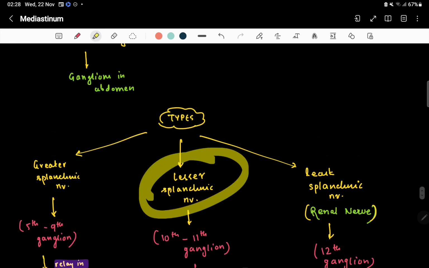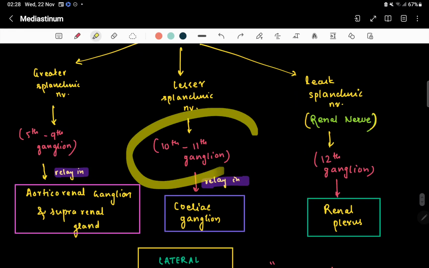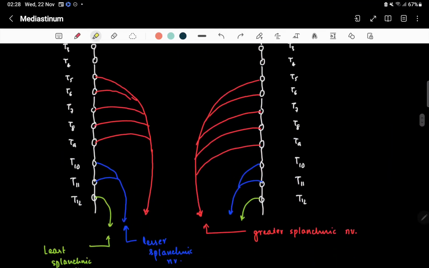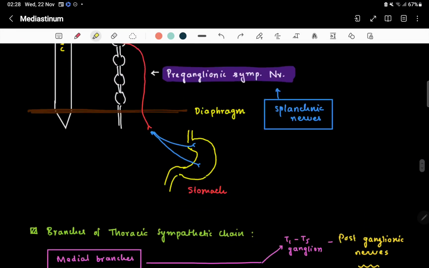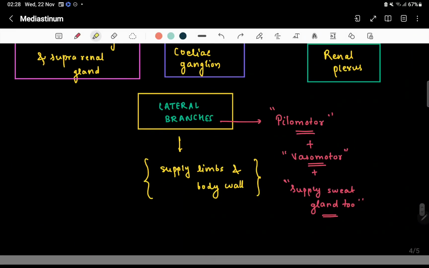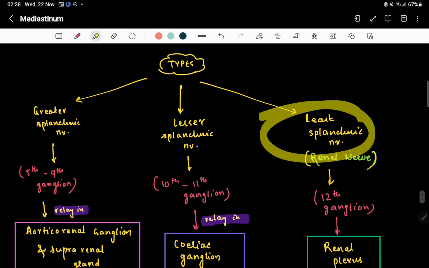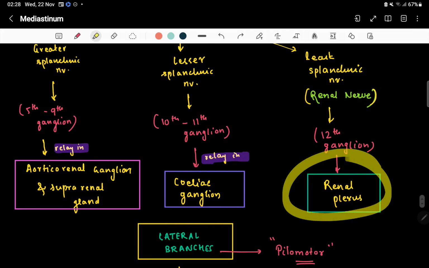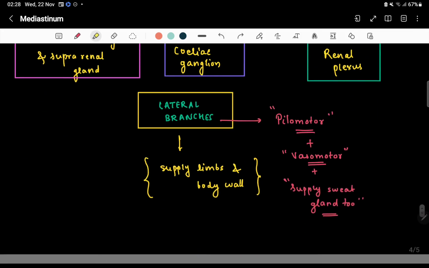And the lesser splanchnic nerve arises from the 10th to 11th ganglion. You can observe here T10, T11. These are giving rise to the lesser splanchnic nerve, and this lesser splanchnic nerve relays in the celiac ganglion. And the least splanchnic nerve, which arises from the 12th, is called the renal nerve, and these are forming a renal plexus.